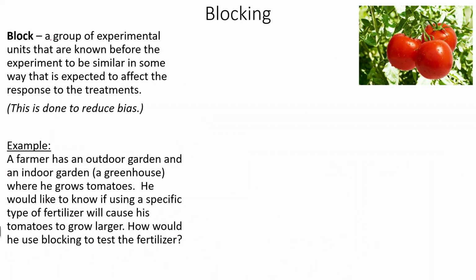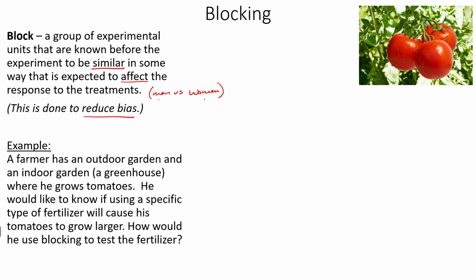Blocking. All right, so blocking is when we take a grouping of experimental units that are known before the experiment to be similar in some way, and that way could affect the response to the treatments. So men and women is often blocks. So usually we'll have men in a block and women in a block, especially in drug trials, because men and women both, they often react differently to different drugs. All right, the reason we do this is to try and reduce bias, because maybe men will react one way and women will act another way.